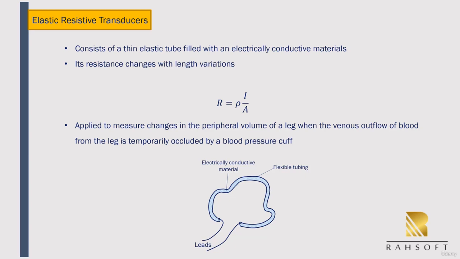The last type of example that we'll be talking about in these slides is the elastic resistive transducer. It consists of a thin elastic tube filled with electrically conductive materials. Its resistance changes with the length variations of the tube, shown in the equation below. It can be used for a variety of functions, specifically to measure changes in the peripheral volume of a leg when the outflow of blood from the leg is temporarily occluded by a blood pressure cuff.